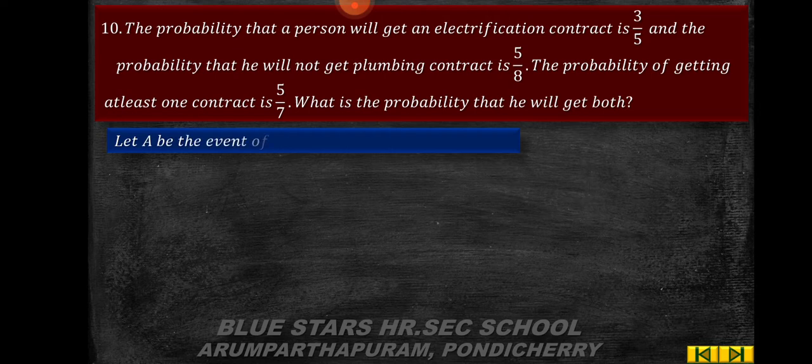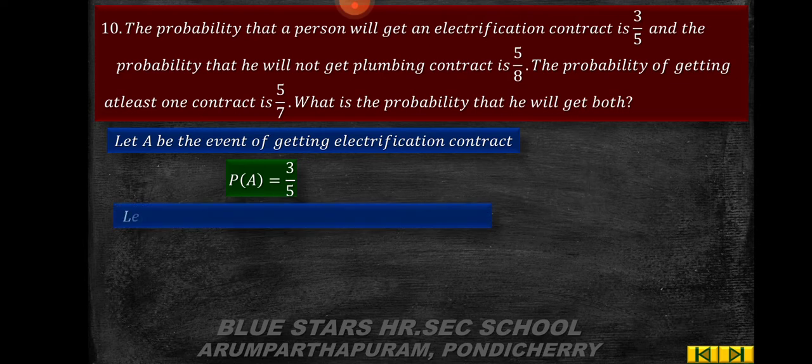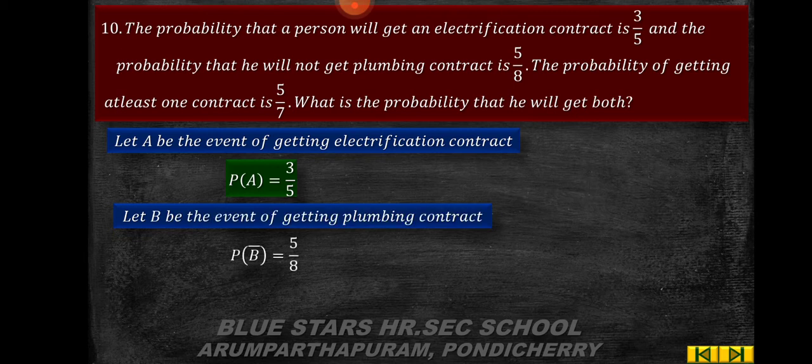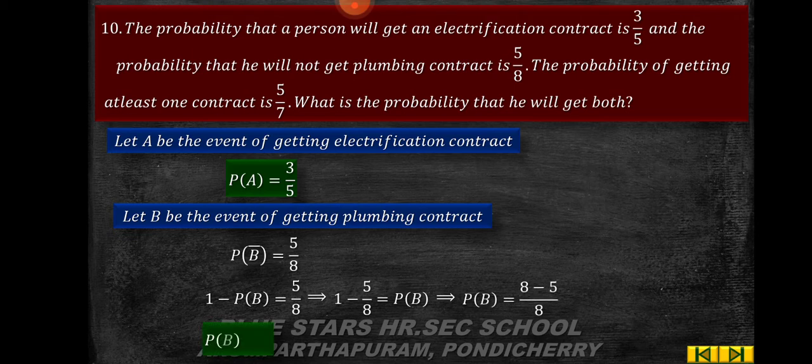Solution. Let A be the event of getting an electrification contract, that is P of A is equal to 3 by 5. Let B be the event of getting a plumbing contract. Not getting a plumbing contract, so P of B bar is equal to 5 by 8. So 1 minus P of B is equal to 5 by 8. 1 minus 5 by 8 is equal to P of B. So P of B is equal to 8 minus 5 by 8. P of B is equal to 3 by 8.